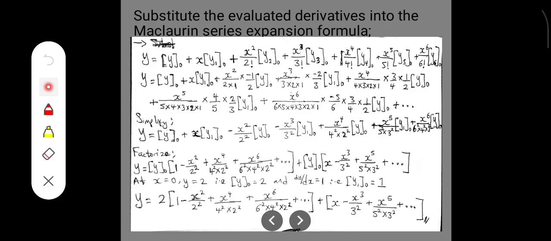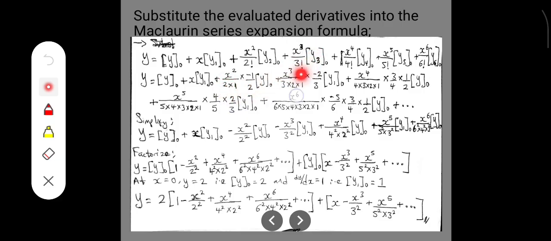So I wrote out the formula again, expanding it up to s power 6 over 6 factorial multiplied by y subscript 6 of 0. Now we plug in the values of our higher derivatives. For the first term and the second term, these are initial conditions, so there's nothing to change here. Now for y subscript 2 of 0, we substitute the value, which is minus 1 over 2 multiplied by y of 0, and 2 factorial is equal to 2 times 1.